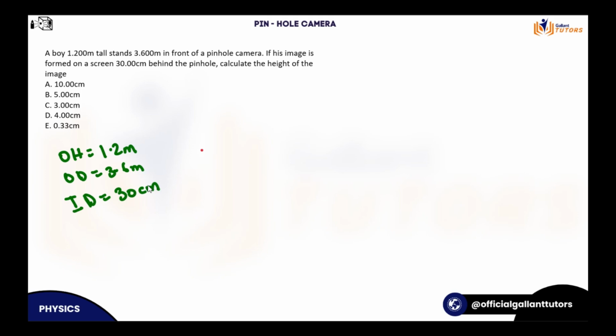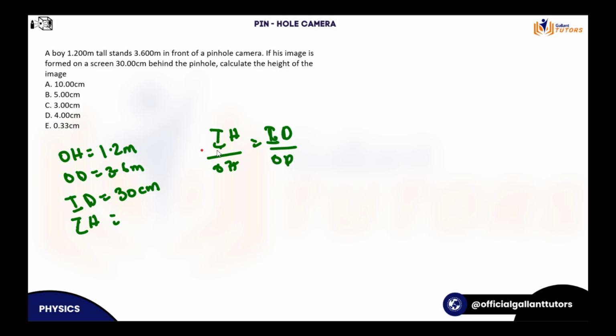A lot of questions you see in JAMB are really very easy, but if you don't understand the concept, you just fail it. So calculate the height. Now, we're asked to find the image height. What's the formula again? Image height over object height equals image distance over object distance.